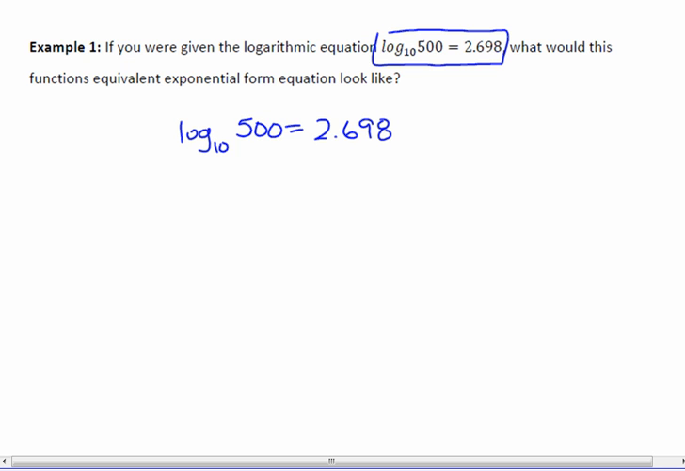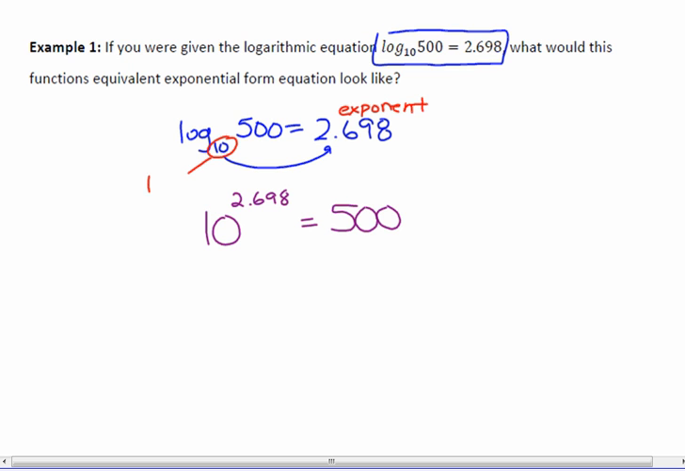Well, looking back at what we just did, what would be our base? 10 to the power of what? What would be the exponent? Would it be 500? No. 2.698 should equal 500. Okay, so when we're changing from logs to exponential form and vice versa, our base to the power of that, so this is our exponent over here. This is the exponent. This is what we call the base, and this is what we would call the answer.